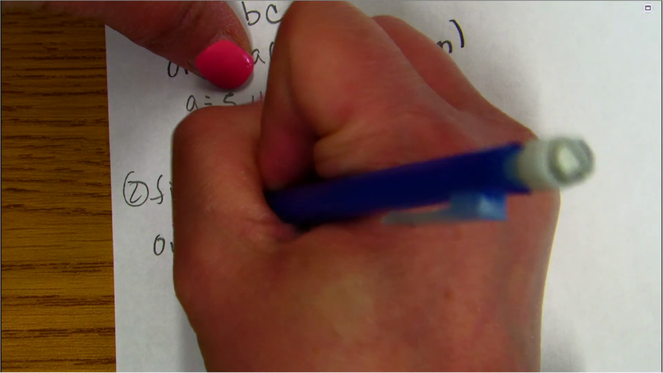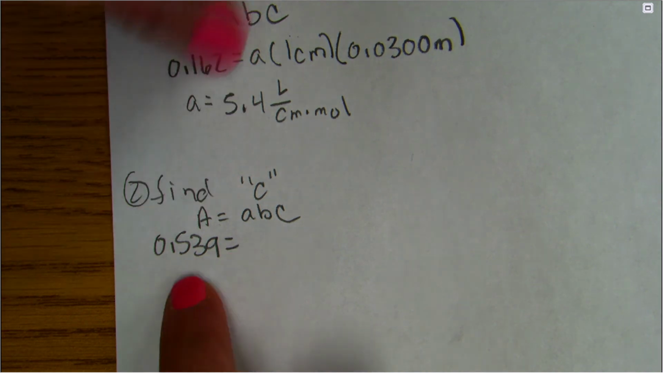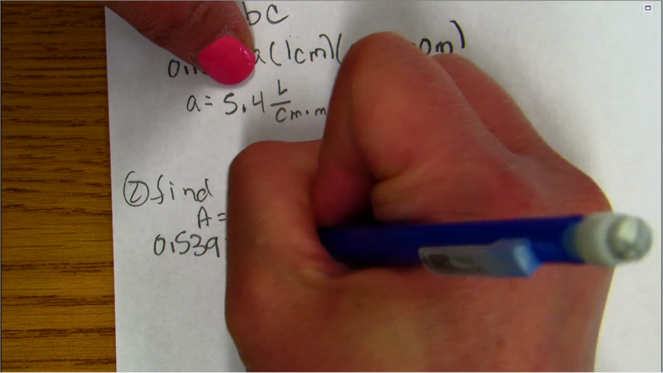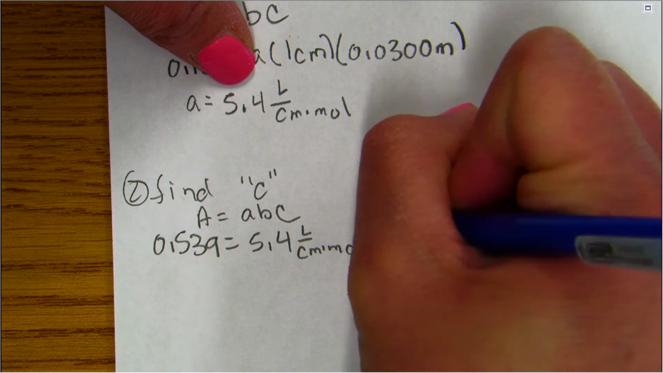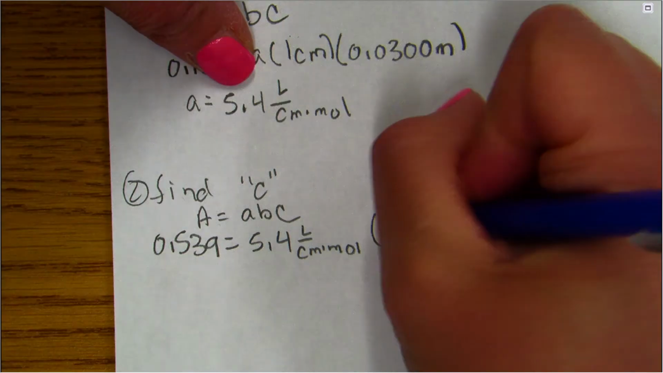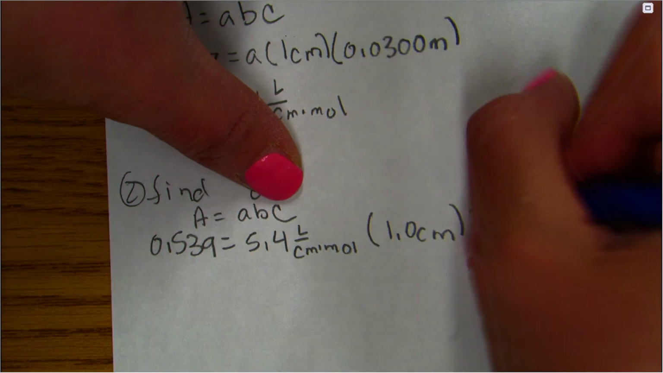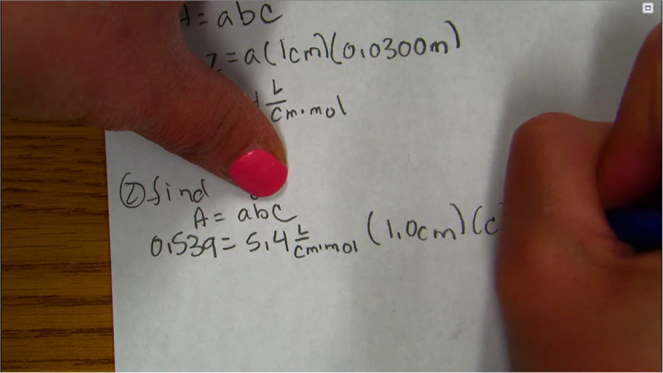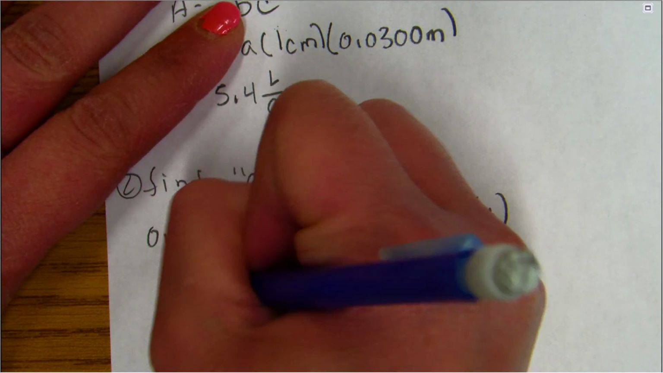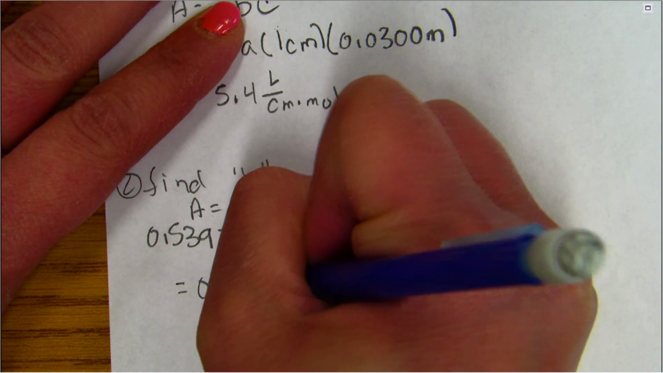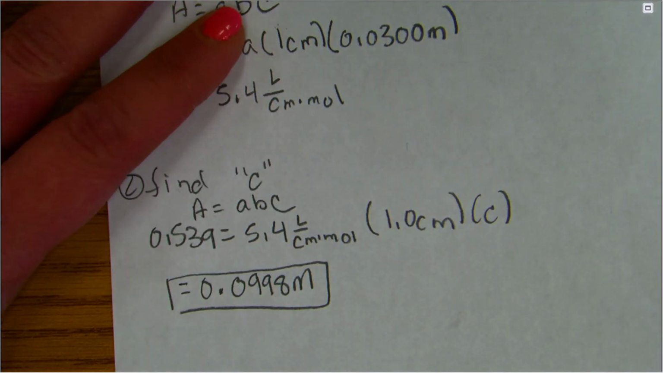And again, A equals little a, B, C. Okay, so here's my big A. My little a I found to be 5.4. My B was a 1 centimeter cell. And my C is what I am searching for, my concentration. So when I plug this in, I find that my concentration is 0.0998 molar. And again, we're sticking here to the rule of 3.